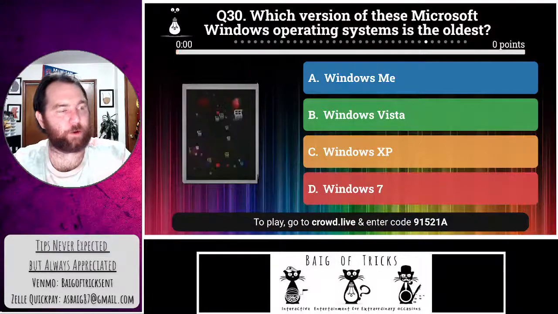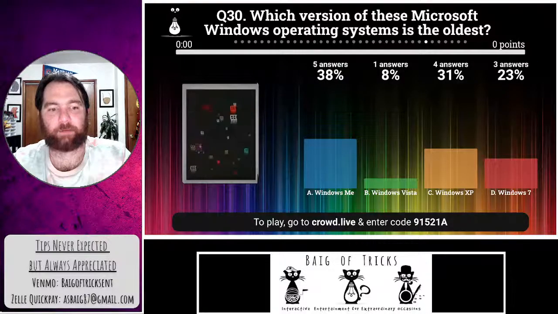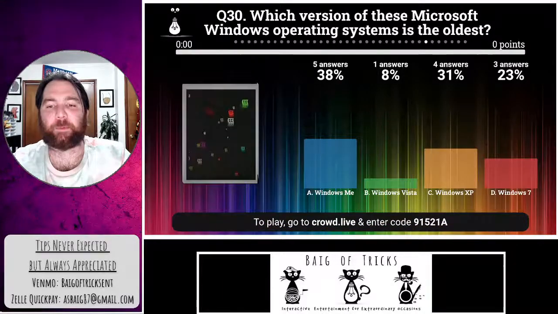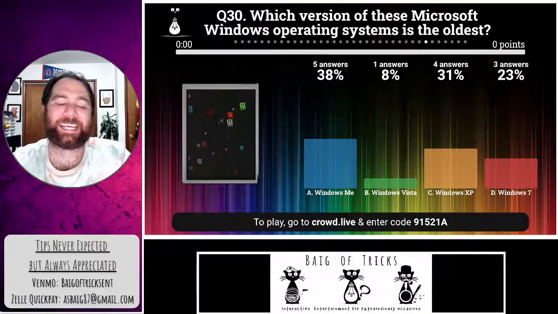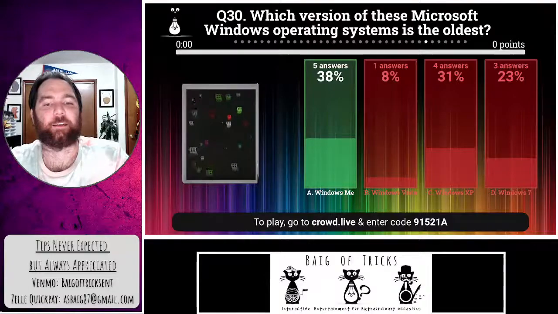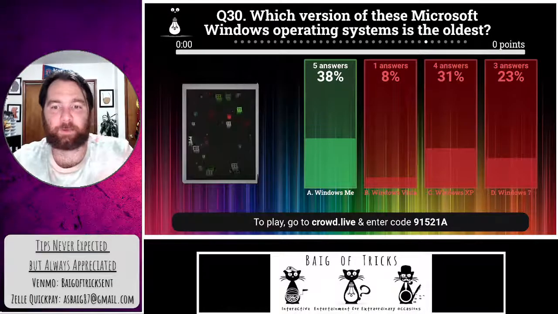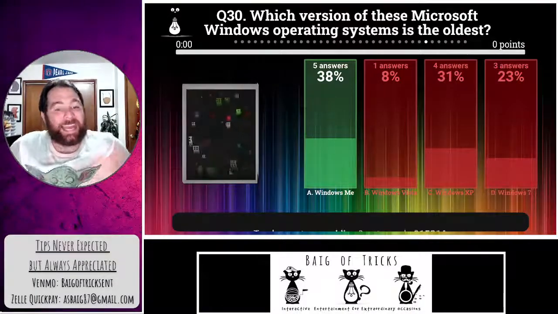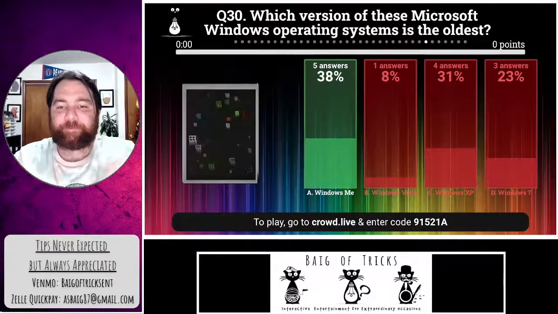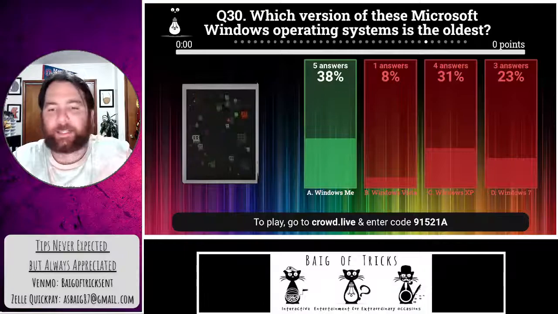All right. Everybody's in. 1 person said Windows 7. 3 people guessed Windows Vista. 4 people said XP. 5 people said Windows Me. Me was short for Millennium, if you will, which is the correct answer. Now, these were all released back to back. It was Me, and then XP, and then Vista, and then 7. So none of these were bad guesses.